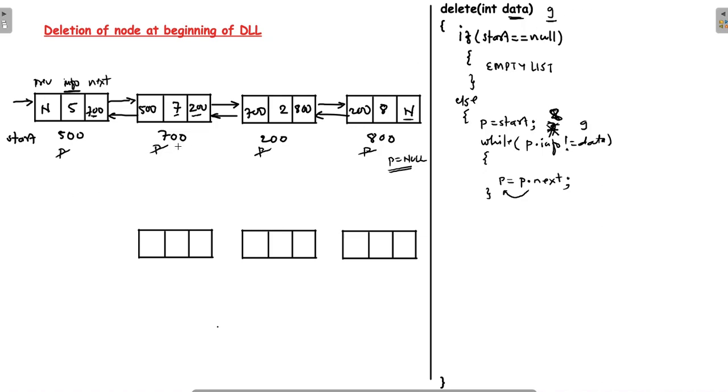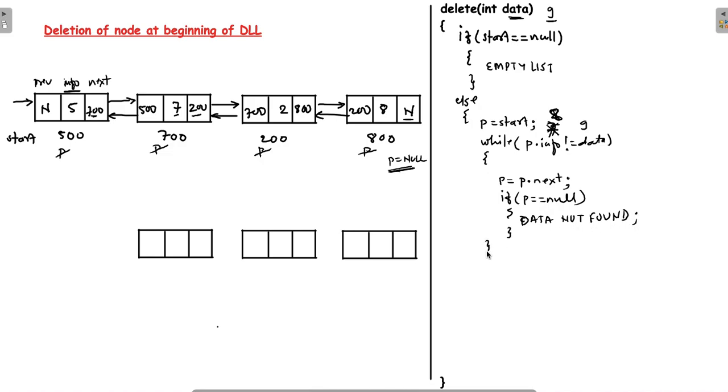So we have to display that message to the user, right? So we have to write one more condition here: if you are continuously moving forward and somewhere P becomes null, what does it mean? That element is not found, right? So you can display one message that data not found. This is the condition to check whether the data is present or not.